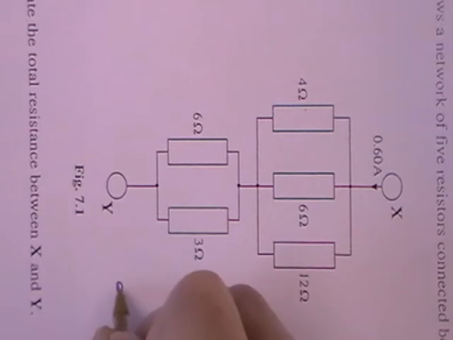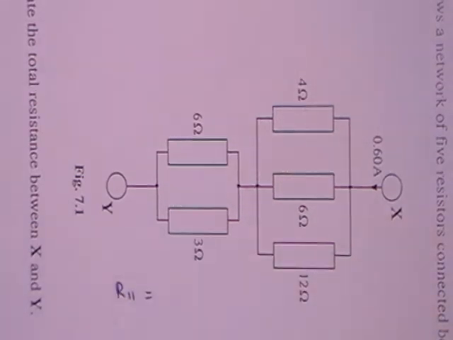This parallel part here is going to be equal to 1 over 6 plus 1 over 3. So that's 1/6 plus 2/6 gives you 3/6. And therefore the parallel part is 6 over 3, or 2 ohms.